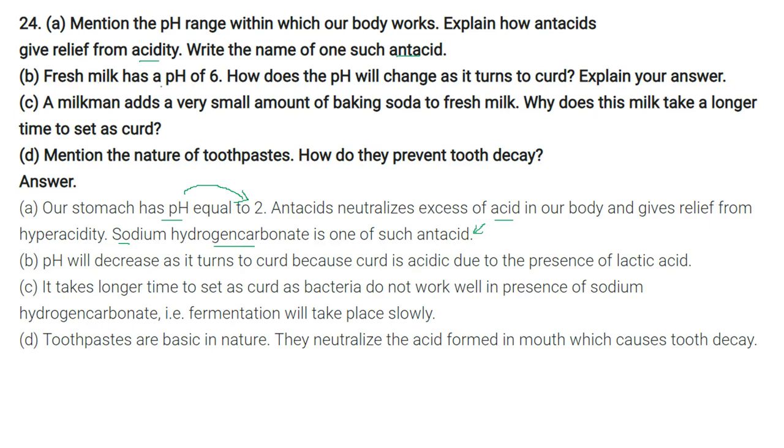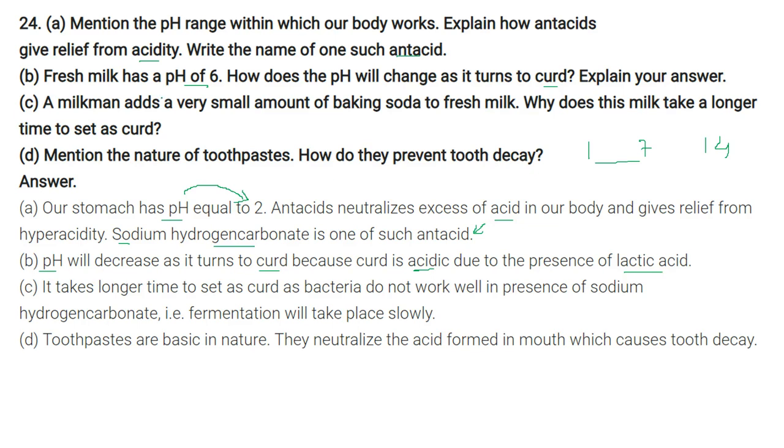Fresh milk has pH 6. How will the pH change as it turns to curd? Explain your answer. So the pH will decrease. On the scale of 1 to 14, pH from 7 to 1 is the acidic range. So the pH will decrease as it turns to curd, and you see that curd is sour because curd is acidic due to the presence of lactic acid.